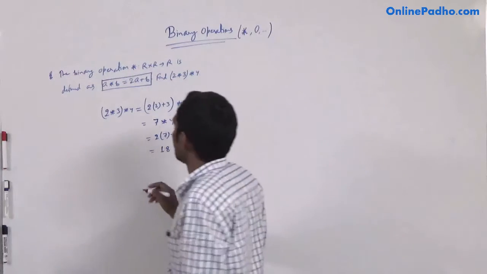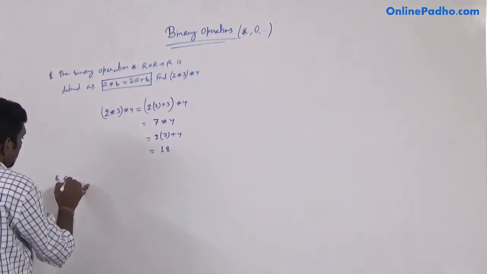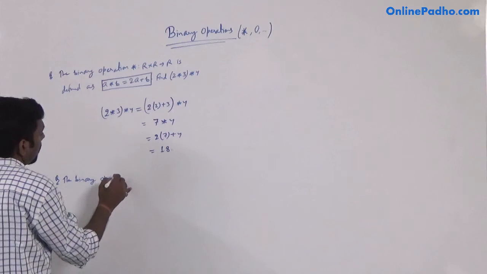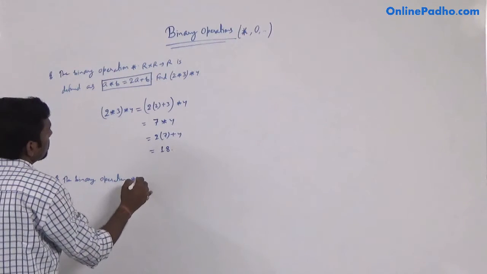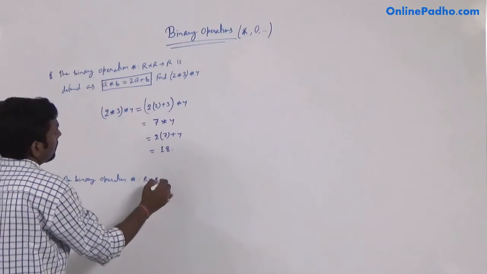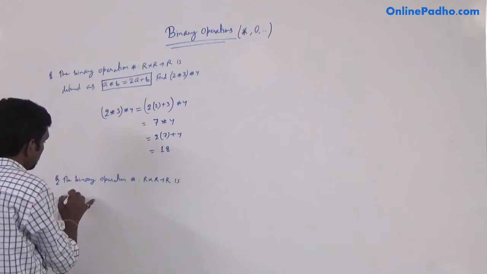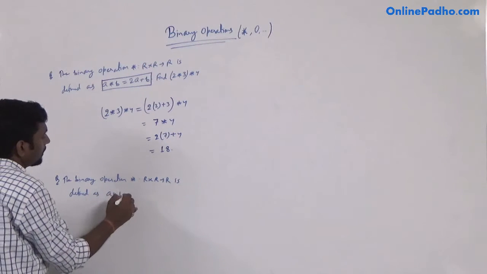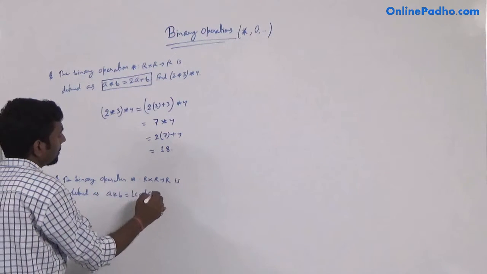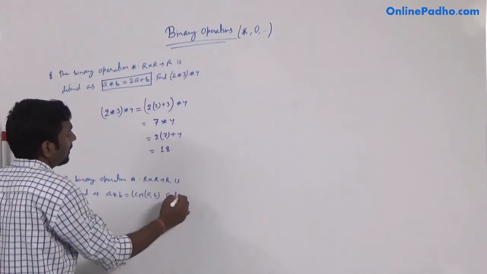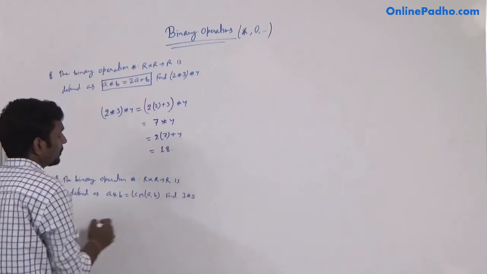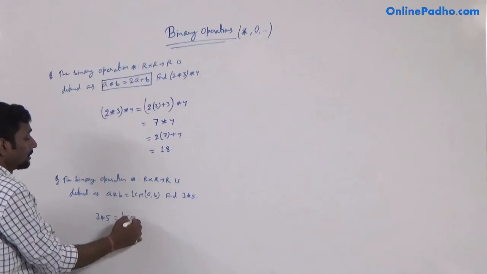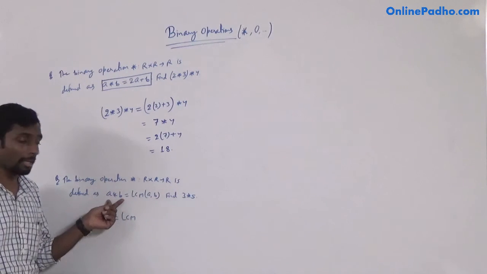If we have a question: the binary operation star, real number to real number, is defined as A star B is equal to LCM of A, B. Then find 3 star 5. Very simple question. So 3 star 5, what is that? According to this question, what is the relation between A star B?